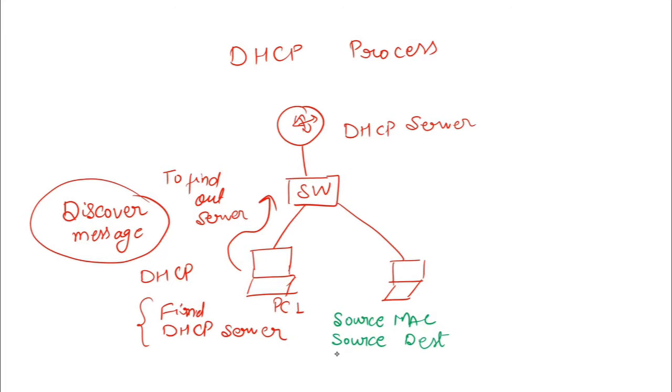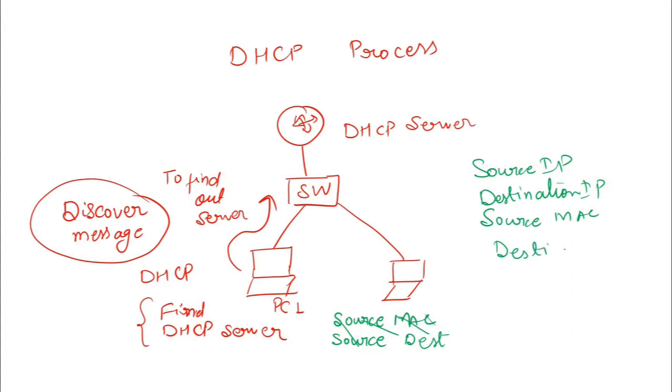Then source IP and the destination IP. Let me write it together because they go together, so I'm cutting it out here and writing it at the top: source MAC and the destination MAC. Just listen very carefully to what information will be in this one.